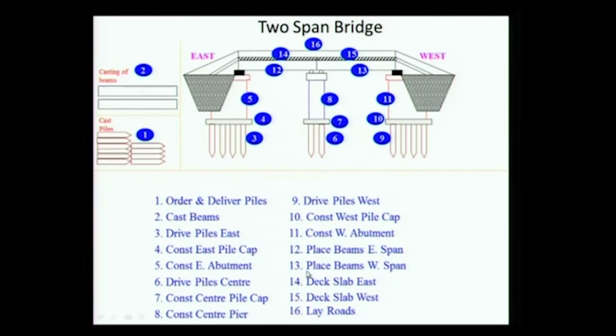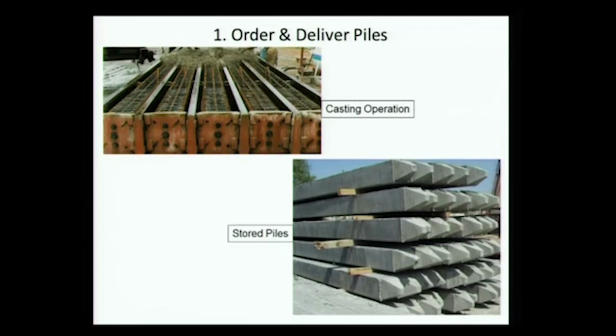So again, just repeating, our objective is to understand what makes up these activities, that is one, and number 2 is to see how we would estimate the duration of these activities. So let us get into the first activity, order and deliver piles. When we say order and deliver piles, we have assumed that a precast pile is available from a fabrication factory to be able to order and deliver.